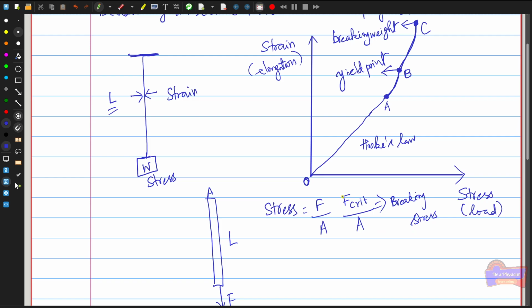So it depends upon the force we are applying, the property of the material, and also the area of cross section of the material. If you have the same material with a different area of cross section, then this breaking stress will vary depending upon the area of cross section.